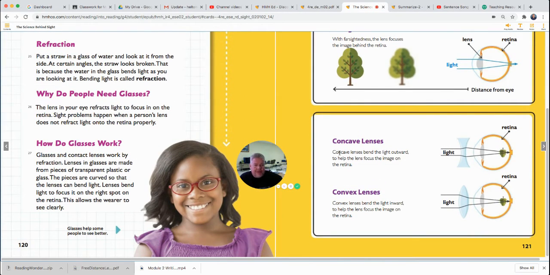Concave lenses. Concave lenses bend the light outward to help the lens focus the image on the retina. So concave, it's curved inward as a concave lens. It sends the light out that way. Convex lenses bend light inward, so it's coming in and it bends it in to help the lens focus the image on the retina. So those lenses change the focus to help us see things better.